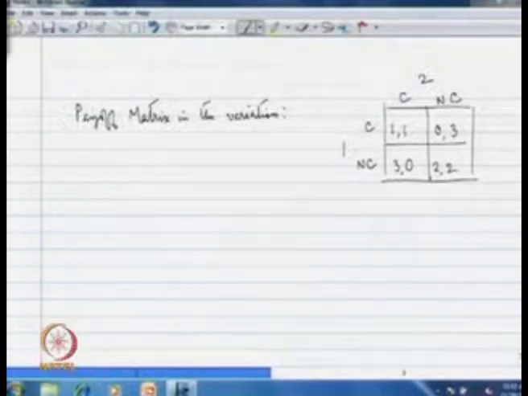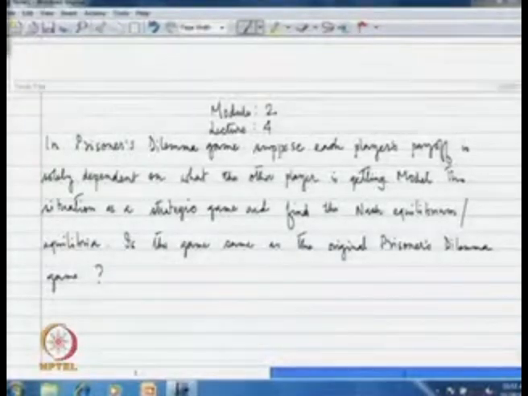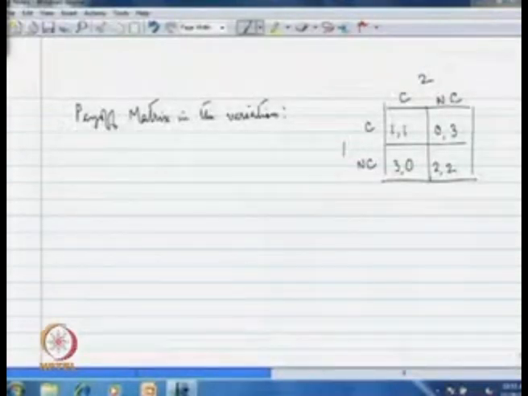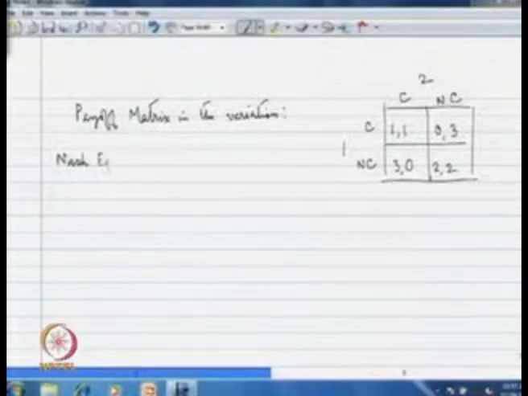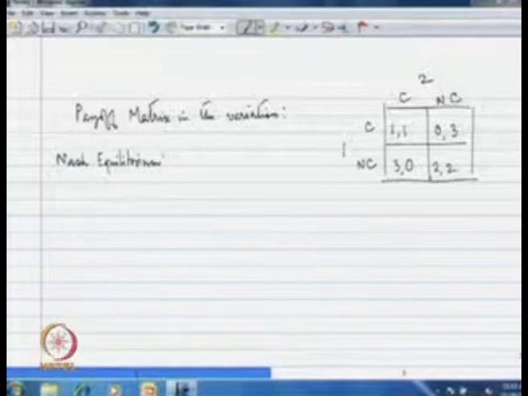All right. So, now please remember what the original question was. Model the situation as a strategic game and find the Nash equilibrium or equilibria. We have to find the Nash equilibrium. Is the game the same as the original prisoner's dilemma game? Now, Nash equilibrium. So, basically we are considering Nash equilibrium in pure strategies. There are four action profiles that we have to consider, and considering those action profiles, we have to see whether deviation by any player can give that player a better payoff. If it can give the player a better payoff, then that action profile is not a Nash equilibrium.